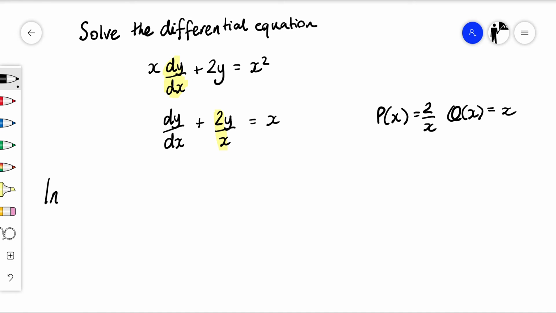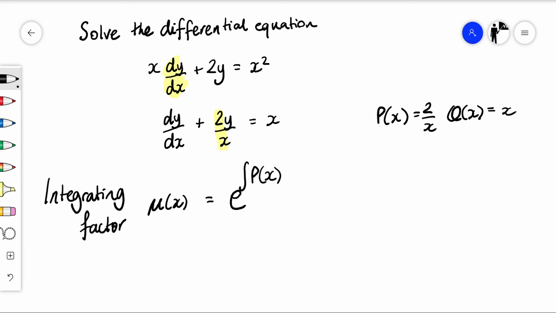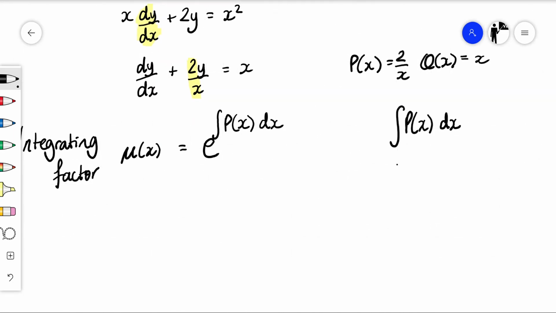Next thing we do is we find our integrating factor, which we'll call mu of x, and to find that, that's the exponential function raised to the power of the integral of p of x dx. That part over there I usually like to do at the side. Okay, so we're going to integrate 2 over x with respect to x.